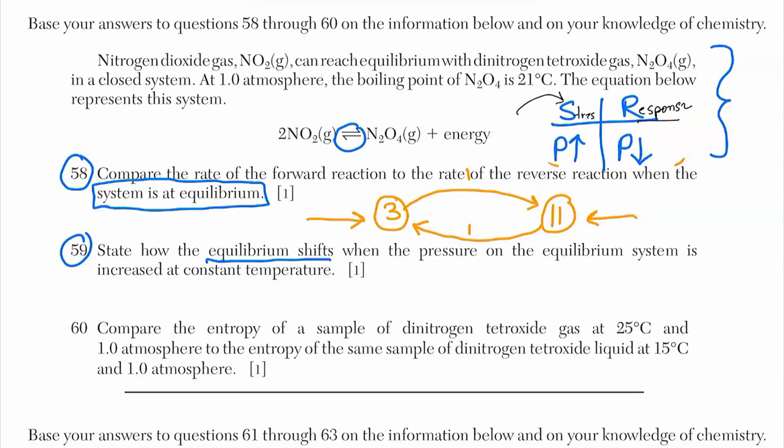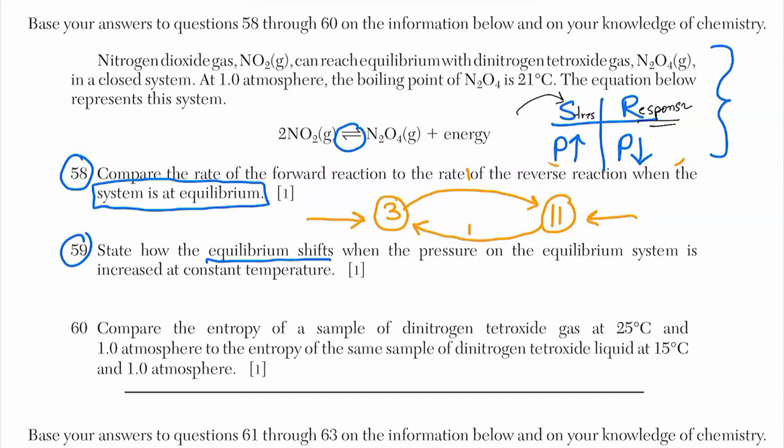The response is what the reaction does. And the reaction is going to shift either left or right, go faster toward the left or go faster to the right to regain the balance. If you have no idea how to do this, you're either going to say shift left or shift right. It's a 50-50. Anytime the pressure is a stress, you count moles of gas.